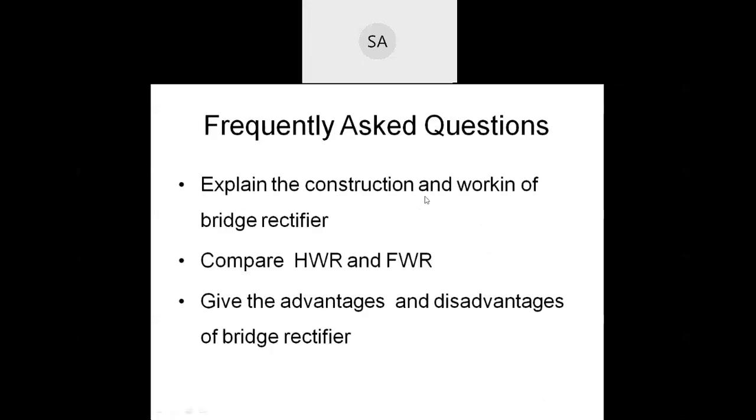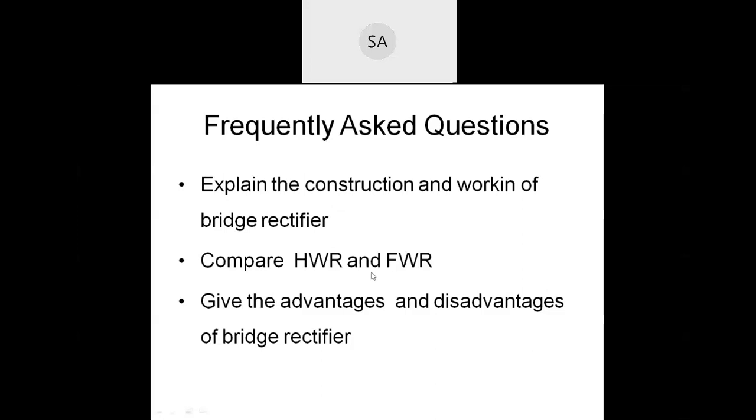So the frequently asked questions belonging to this bridge rectifier are: explain the construction and working of the bridge rectifier, and compare half wave rectifier and full wave rectifiers. That is, for full wave, you have to compare center tap, bridge and half wave. Three rectifiers should be compared. Give the advantages and disadvantages of bridge rectifiers. So these are the questions that may occur from your exam point of view.